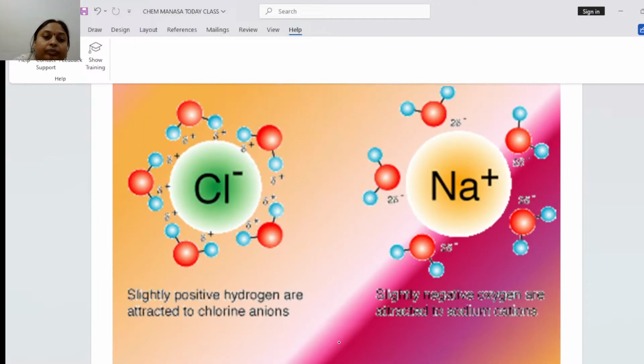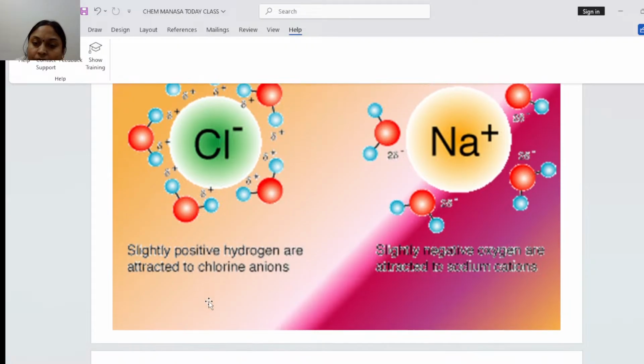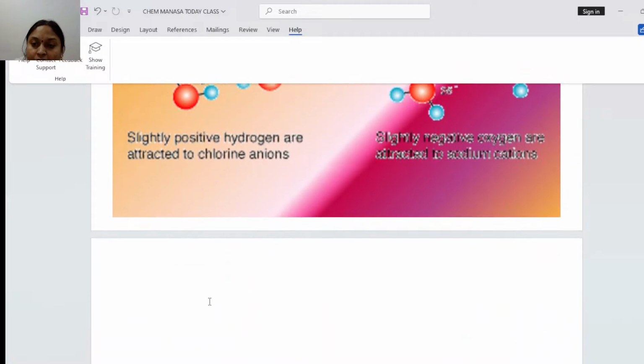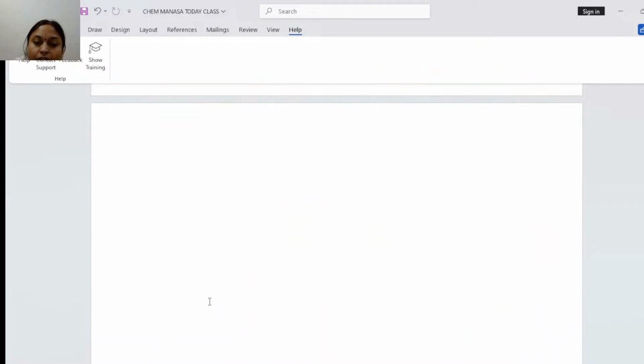See here, positive hydrogens are attracted towards the chloride ions, which are negatively charged. So here sodium plus ions are trapped in that. And oxygens are attracted to the cation sodium.